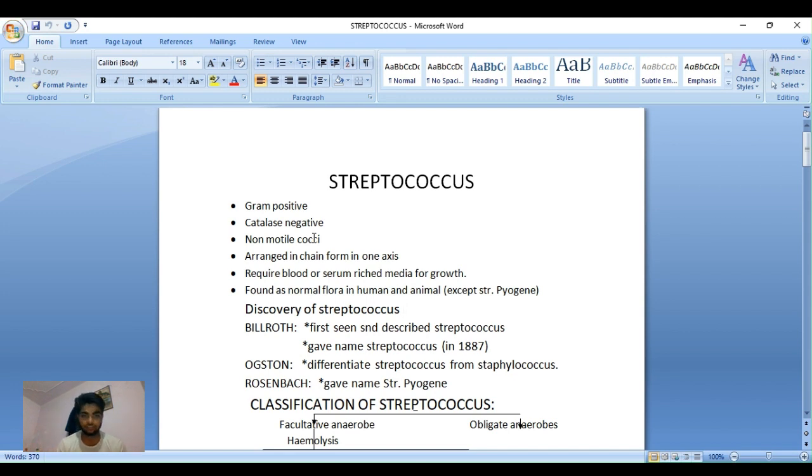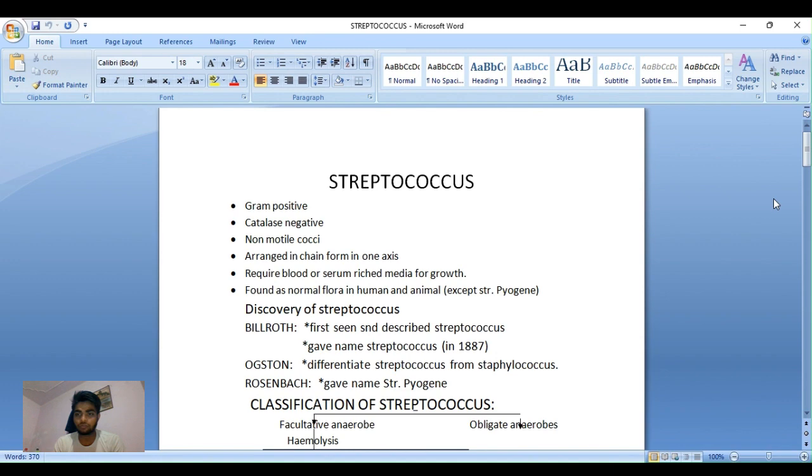blood or serum rich media for normal growth, because it needs a high quantity of nutrients for its growth. It is found as normal microbial flora in human beings in the upper respiratory tract, and in animals, but the exception is the streptococcus pyogenes, as it is pathogenic in nature.